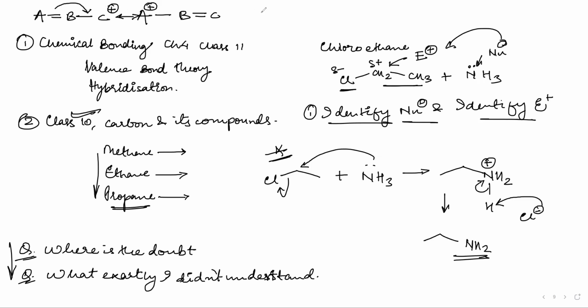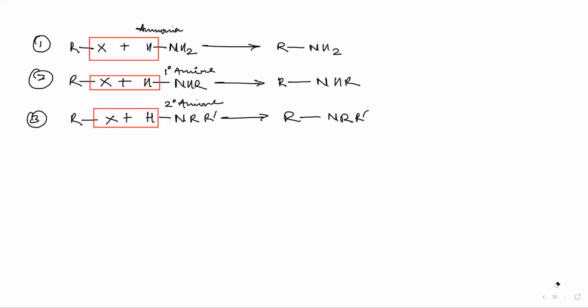All of you, I guess, are done, and you can also copy this. Very good. Also, a better thing would be to write the proper notation as it is given in many of the books. 1 degree amine, and this is ammonia.